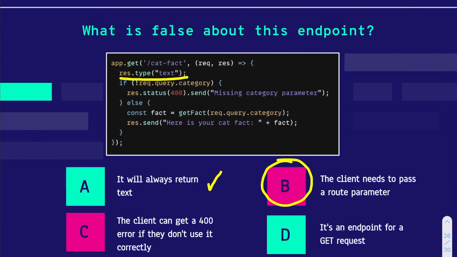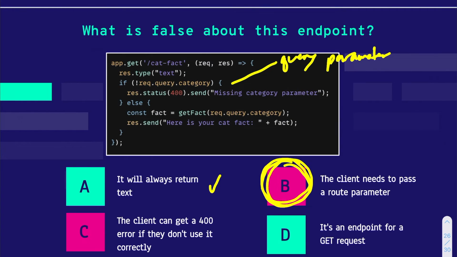Then on the next line, we're checking for some sort of parameter. A little mini question within this quiz: is this a route parameter or is this a query parameter? If you said that this is a query parameter, you would be absolutely correct. We're doing req.query instead of grabbing it from our route. Ding, ding, ding. Looks like B is incorrect, but let's keep looking at C for now.